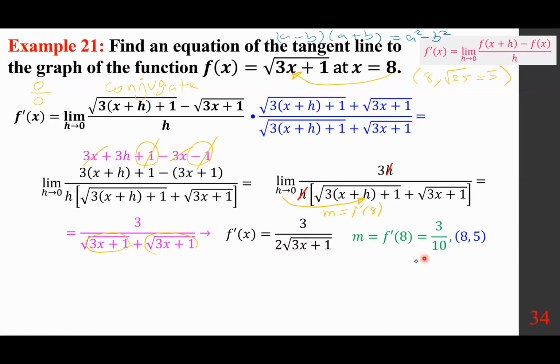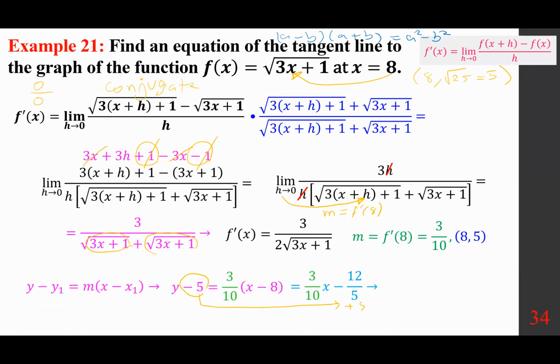So y minus y1 equals m times x minus x sub 1. So y minus 5 is 3 over 10 times x minus 8. The rest is elementary algebra. Just distribute 3/10 of an x, and then 3/10 times minus 8 becomes minus 24 over 10, or minus 12 over 5. We are going to move the negative 5. As you know, 5 is 25 over 5, with negative 12 becomes 13 over 5.